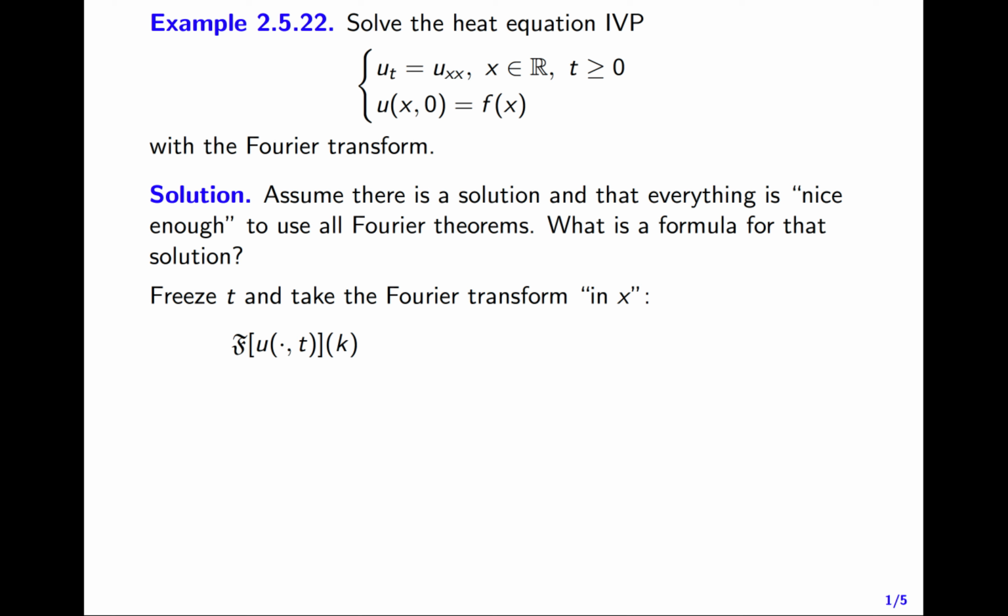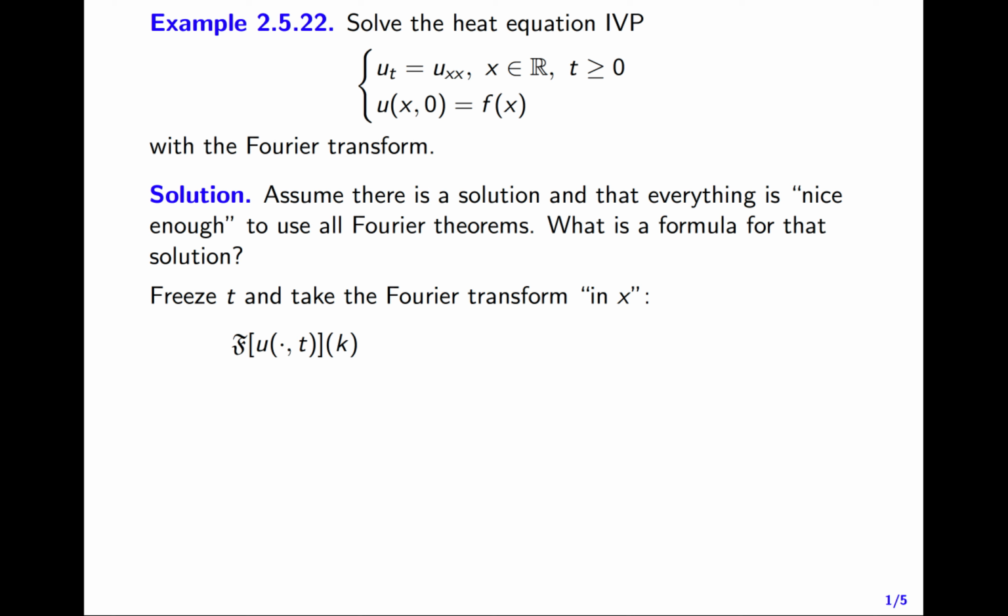Specifically, we'll freeze time t, and we'll take the Fourier transform in the spatial variable x. I think this is the only sensible thing to do, because in the problem I'm told that time is only given for t greater than or equal to 0, whereas space x is given for all real numbers. And the Fourier transform requires us to integrate from minus infinity to infinity, and the only thing going from minus infinity to infinity here is x. So I'm going to take the Fourier transform in x.